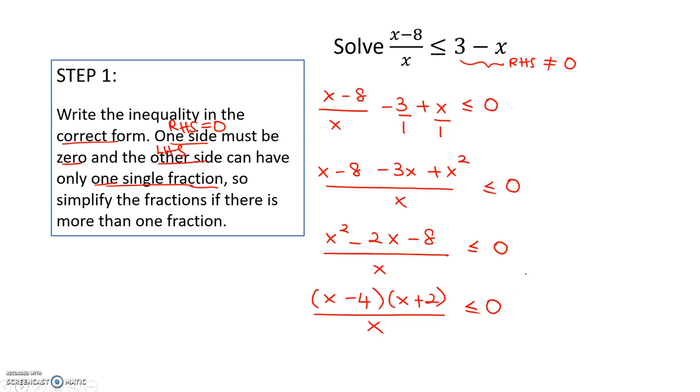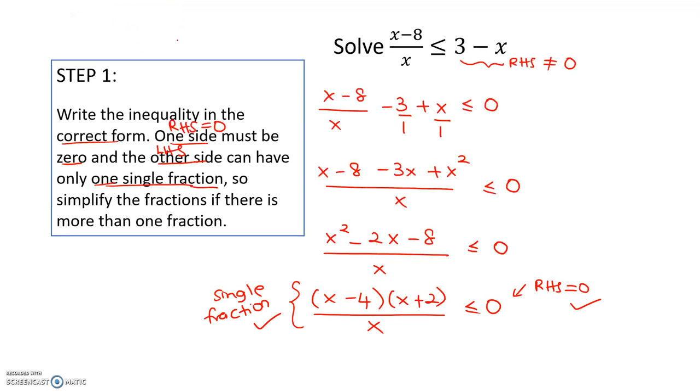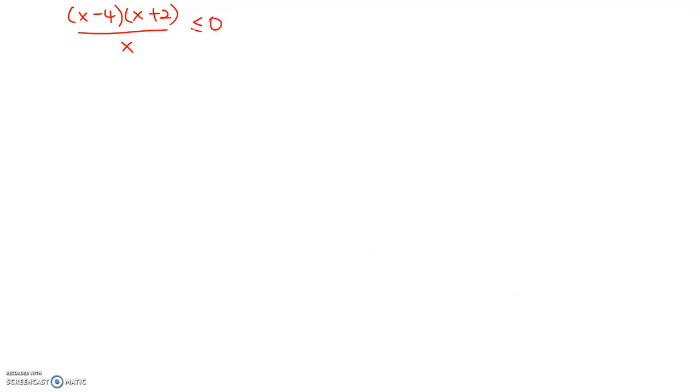So let's check our first step, whether we have them in the correct form or not. Our right hand side is already equal to 0, so this is good. On my left hand side, I already have them in a single fraction, so this is good as well. So we can proceed with the next step. Let me write down the previous one. We have (x minus 4)(x plus 2) over x, and the symbol is less than or equal to 0.